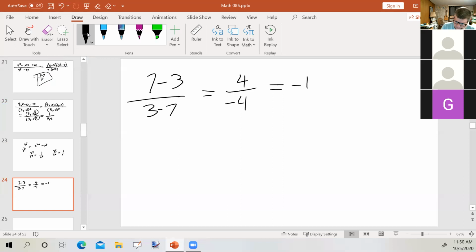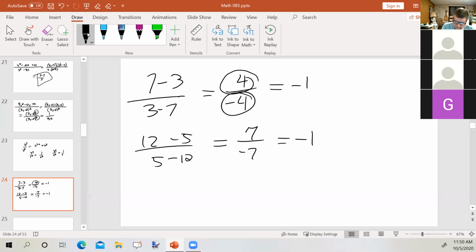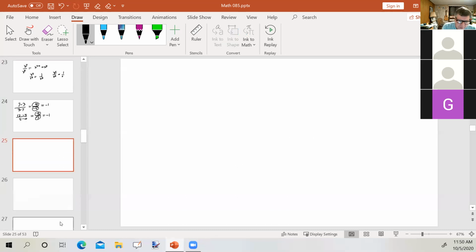Okay. 12 minus 5 over 5 minus 12. There we go. Okay. What's 12 minus 5? 7. What's 5 minus 12? Negative 7. What's 7 divided by negative 7? -1. In each of these cases, aren't we getting a number divided by its opposite? Yes. Okay. Here's the pop quiz.